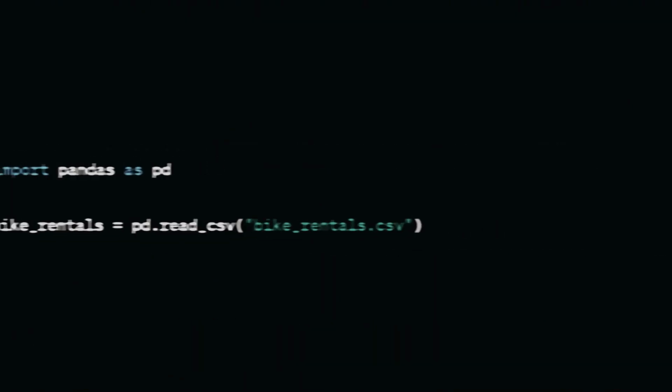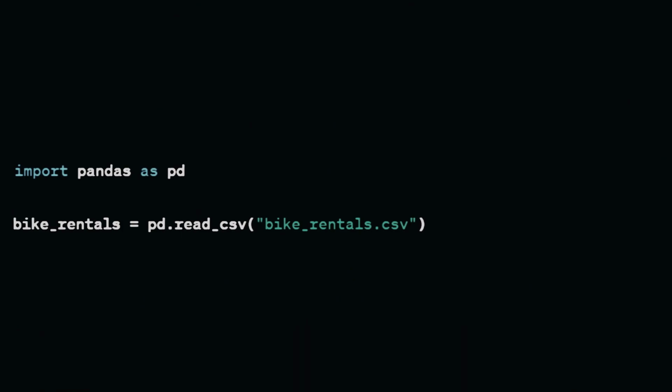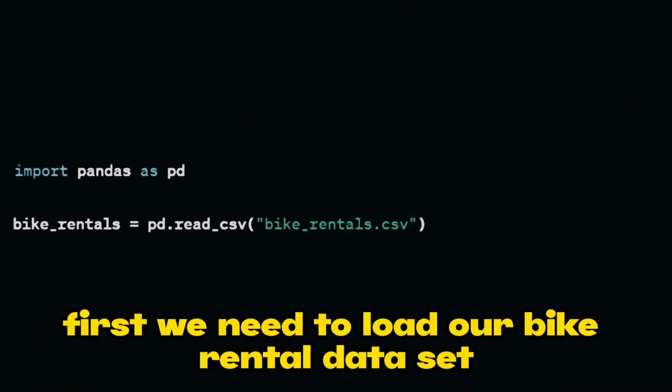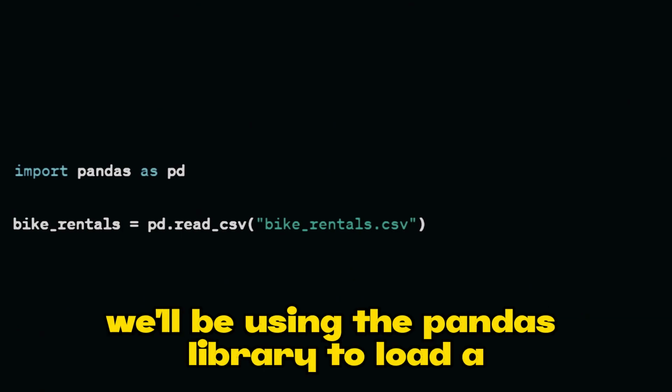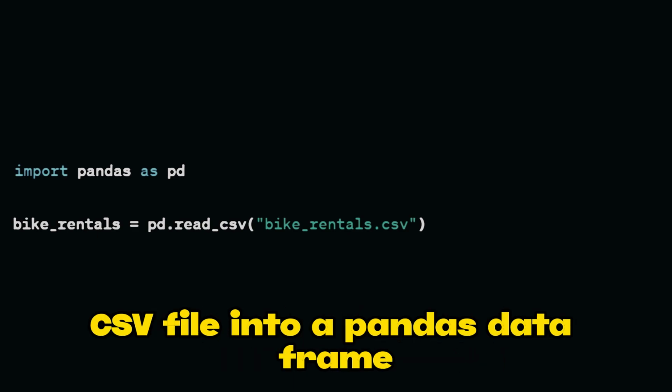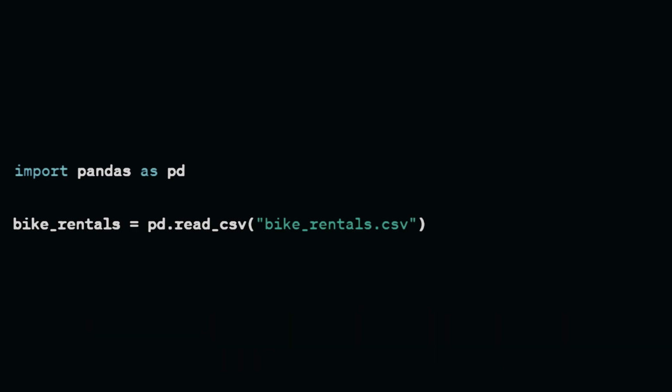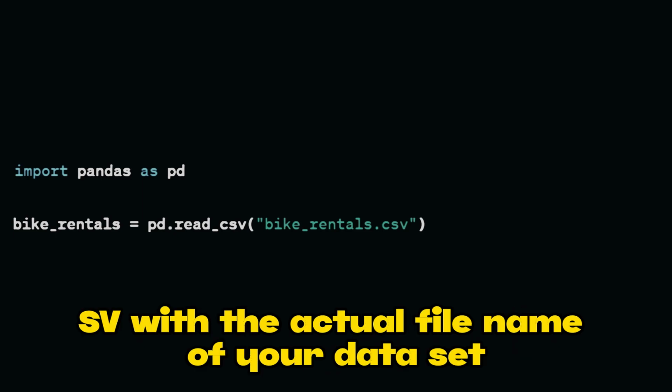Let's get started. Step 1. Load the data. First, we need to load our bike rental dataset. We'll be using the Pandas library to load a CSV file into a Pandas data frame. Make sure to replace bikerentals.csv with the actual file name of your dataset.